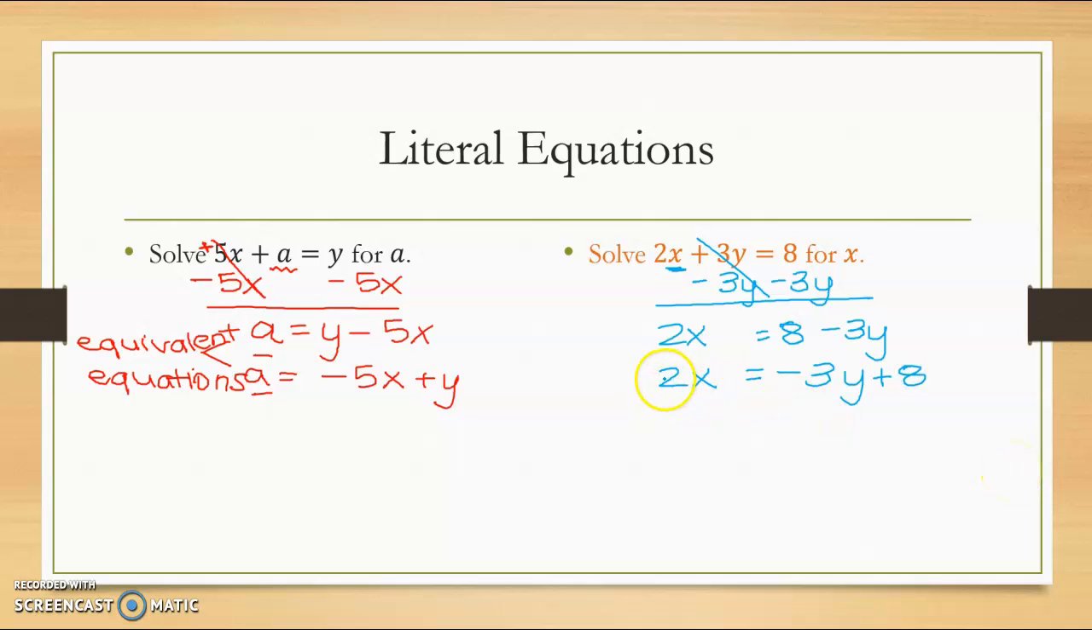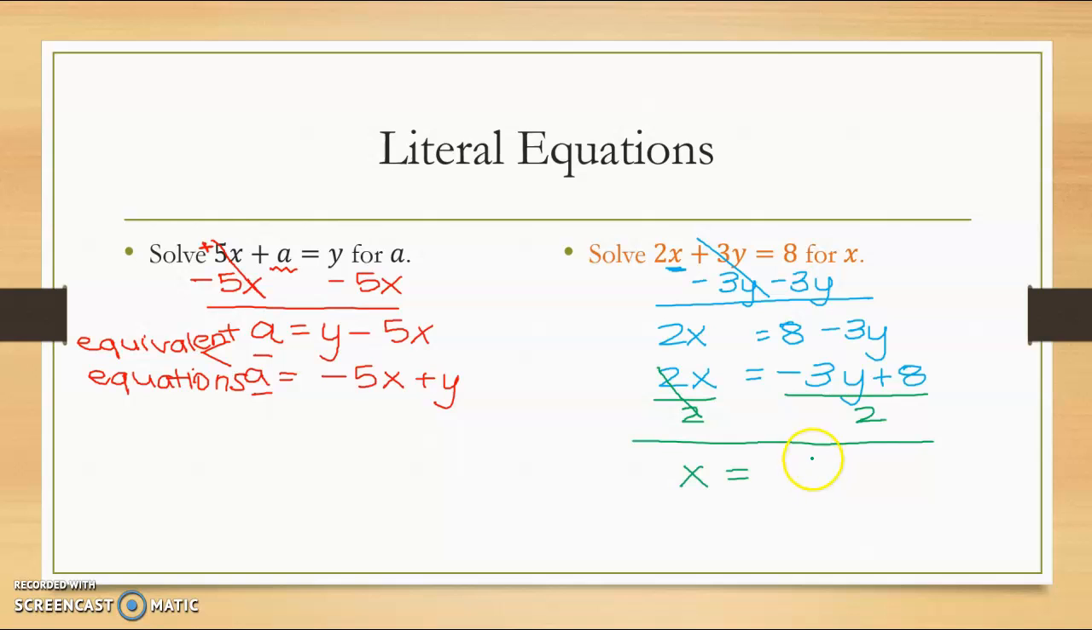But do we have x completely by itself? Not yet, right? The 2 is still in front here. This is 2 times x, so we need to get rid of that 2. And we can undo multiplication with division. So we're going to divide both sides by 2. 2 divided by 2 is just 1, so we're left with just x equals.